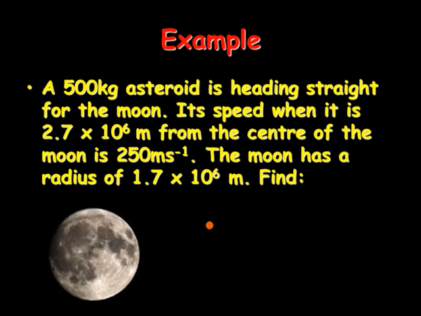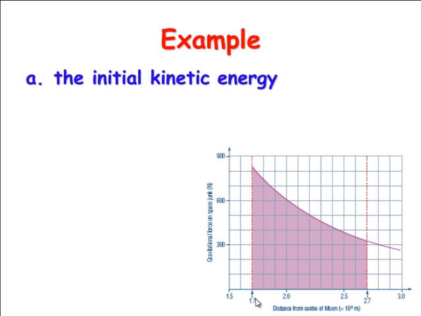Okay, another example. We've got an asteroid, 500 kilograms, heading towards the moon. We have a speed of 250 meters per second when it is this distance out from the moon. We're also given the moon's radius. So what we're going to do is analyze that as it crashes. Check out that animation. That was sick. To do that, we need a graph displaying that information.